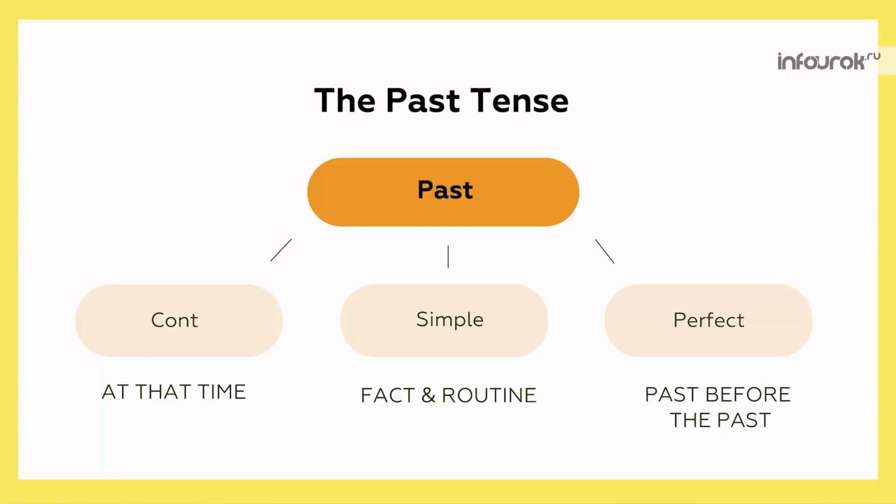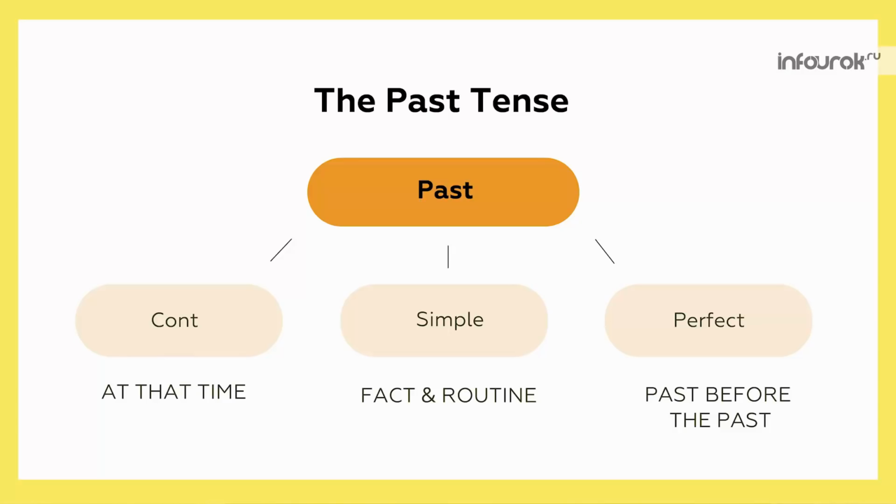Then we have fact and routine also in the past. Fact. John went to Moscow. It's a fact. He took the plane and he went to Moscow yesterday. Routine. When I was a little boy, I used to go fishing with my father. Used to. This verb is very, very special in English because it is used to describe routine in the past. Used to. When we were children, we used to play in the street.